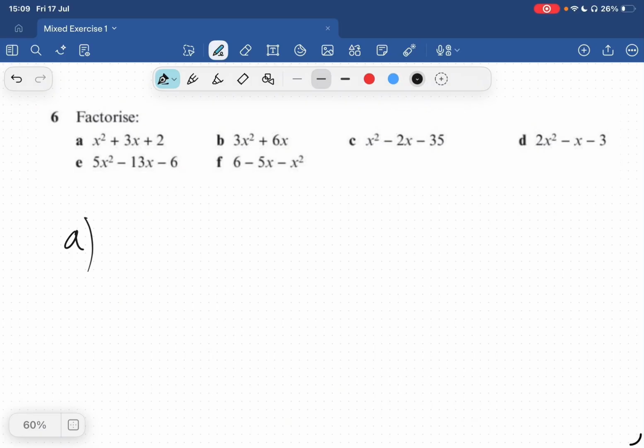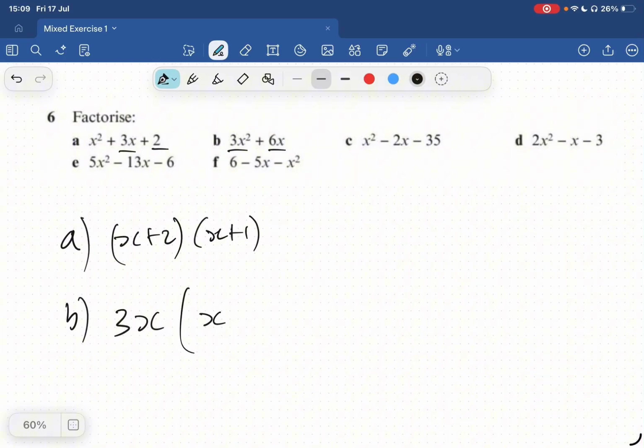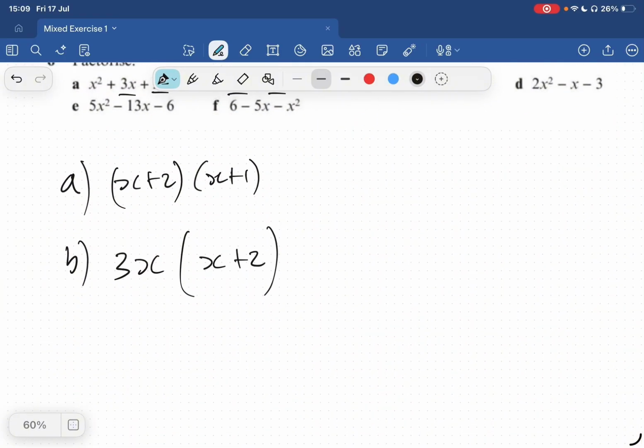Part A. We need two numbers that times together to equal 2 and add together to equal 3: positive 2 and positive 1. Part B, factorising, we're trying to find a common factor of both of these. Both of them have an x, and both of them are divisible by 3. So we'll see where that gets us. x plus 2, or x and 2, share nothing, so that must be fully factorised.